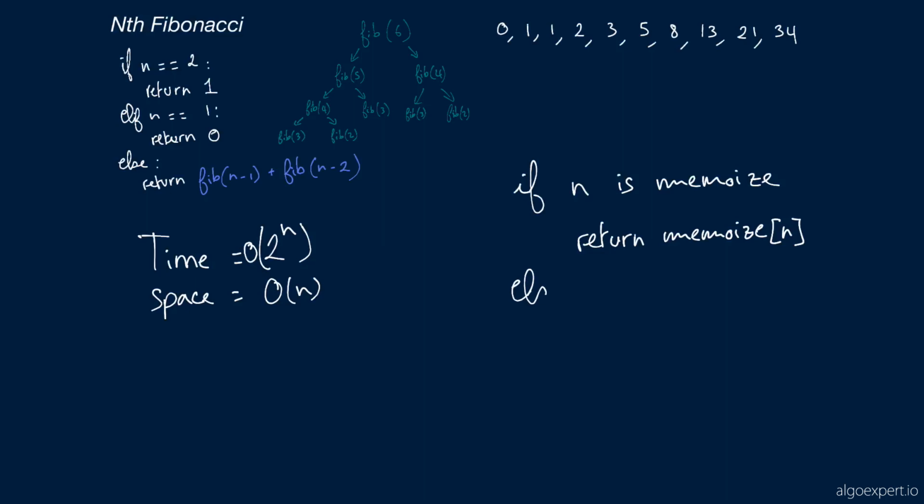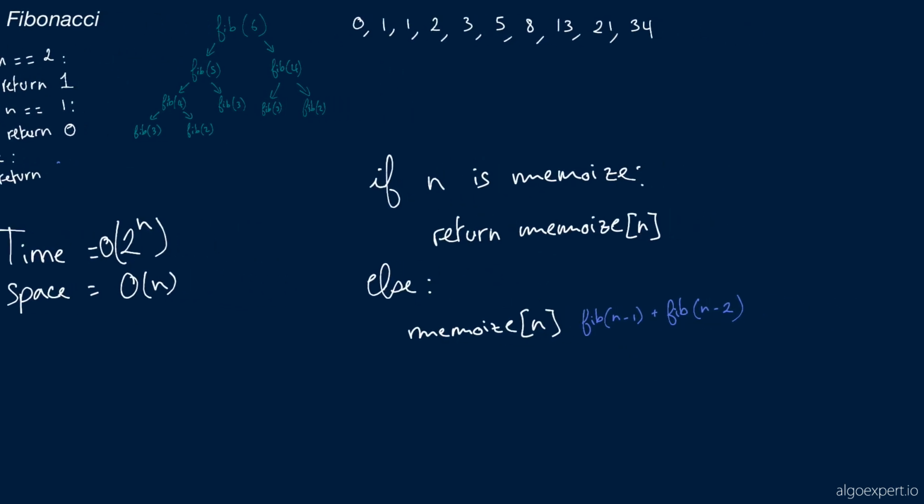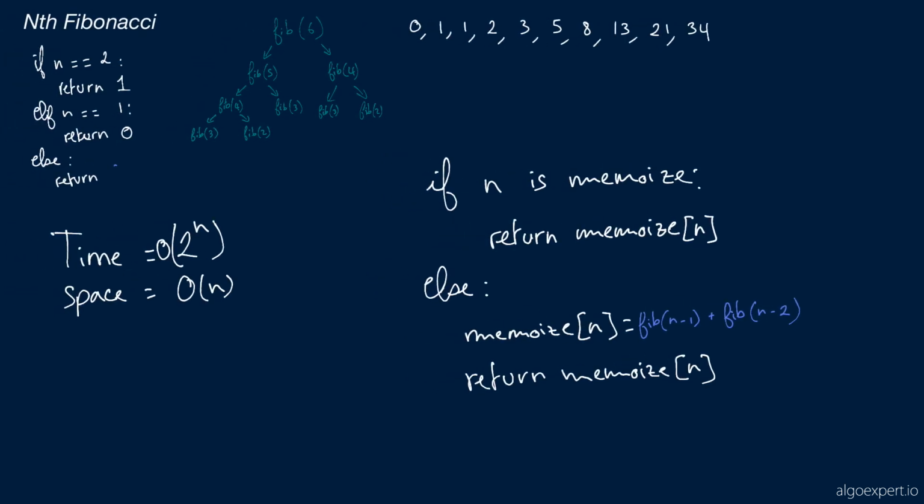Otherwise, else, we store in memwise of n the formula that we had written for our solution above. So we say memwise of n is going to be equal to fib of n minus 1 plus fib of n minus 2. And then we return memwise of n. So what's happening in this function? Here, we're storing things in this memwise hash table, and then we're returning them, and whenever we encounter the same n being called, it's going to be in memwise, and we just access it in constant time.